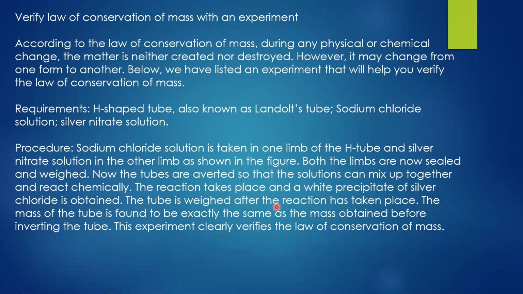The reaction takes place and a white precipitate of silver chloride is obtained. The tube is weighed after the reaction has taken place. The mass of the tube is found to be exactly the same as the mass obtained before inverting the tube. This experiment clearly verifies the law of conservation of mass.